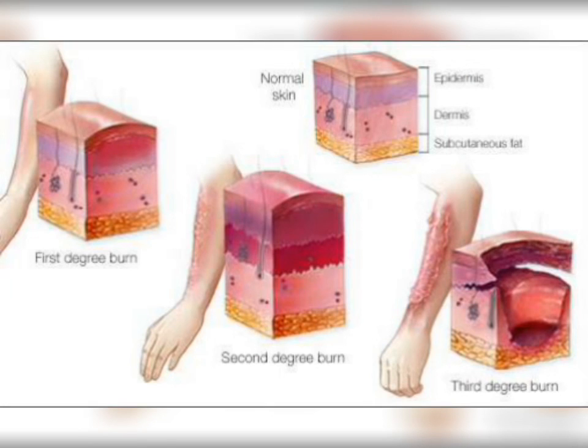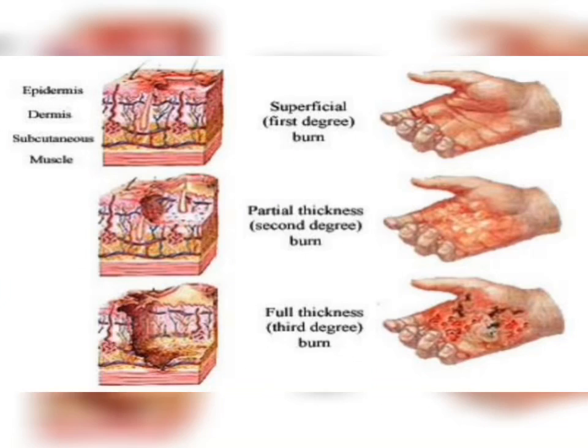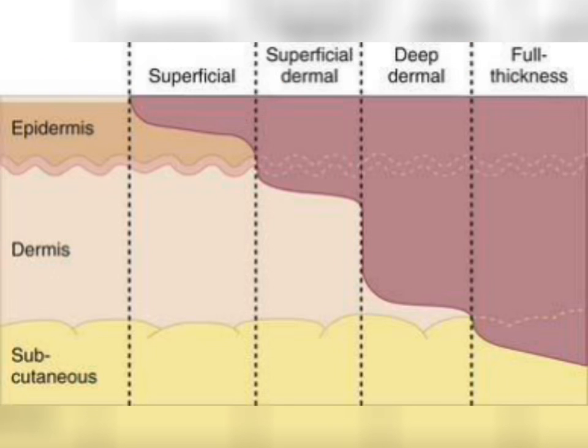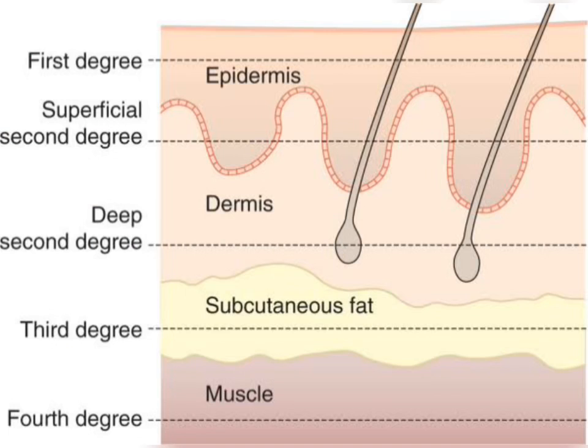Now coming to the classification of degree of burns. First degree burns, otherwise called superficial burns, involve only the epidermis. There are no blisters, and the skin will be red in color and painful. Then comes the second degree burns. It involves the epidermis and dermis. There are some blisters and the skin will be very painful.